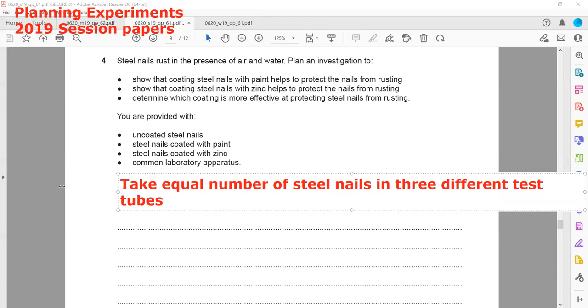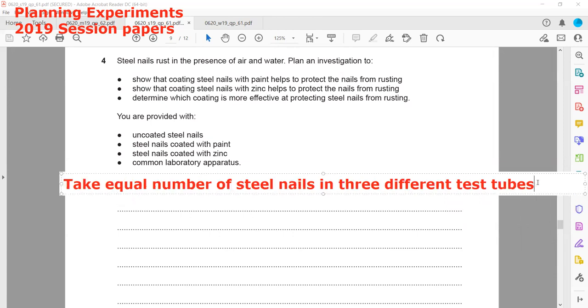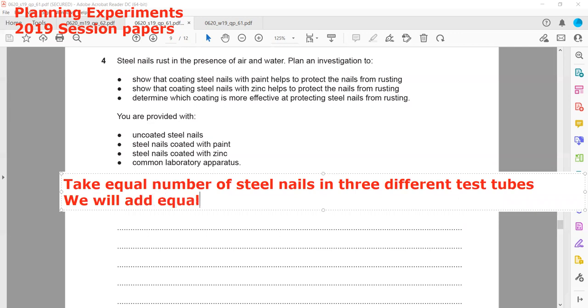So that is the first point. We'll take an equal number of steel nails in 3 different test tubes. Then after that, we will add an equal amount of water in 3 test tubes.